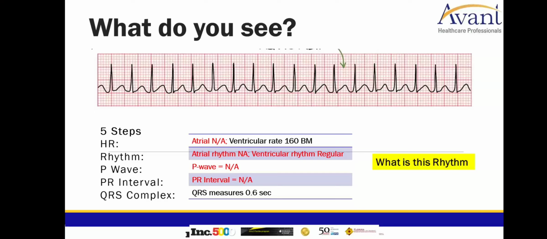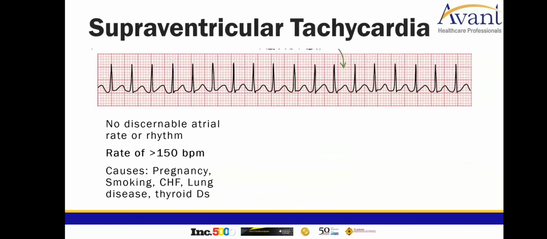Remember, another thing to mention here is when your QRS is normal or narrow, that indicates that the impulse is coming from above the ventricles. Remember when I mentioned the camera? If the impulse is traveling away from the camera, then you're going to get a wide QRS. But when the impulse is traveling towards the camera, you get a narrow QRS, depending on where it's initiated. So what is this rhythm? If you said supraventricular tachycardia or SVT, you are correct.